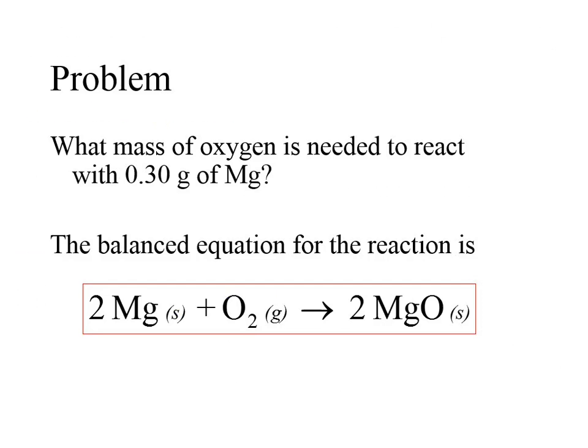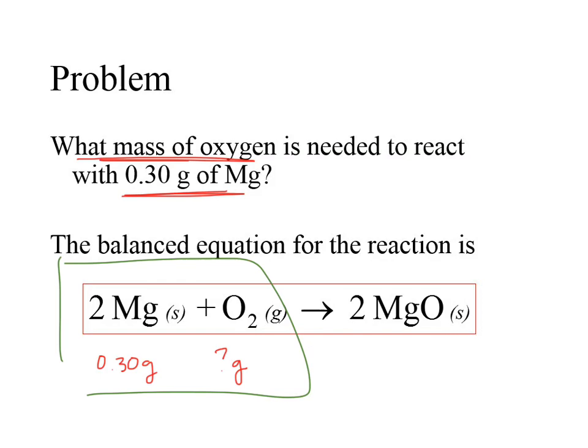Because usually you'll have a problem like this. So let's write underneath the species what we know and what we're after. Okay, it says what mass of oxygen. So I'll find oxygen and put question mark grams. What mass of oxygen is needed to react? And then it gives me grams of magnesium. So under magnesium, I'm going to put 0.30 grams. Okay, I'm a picture person. So basically, we have 0.30 grams of magnesium. We need to know grams of O2.